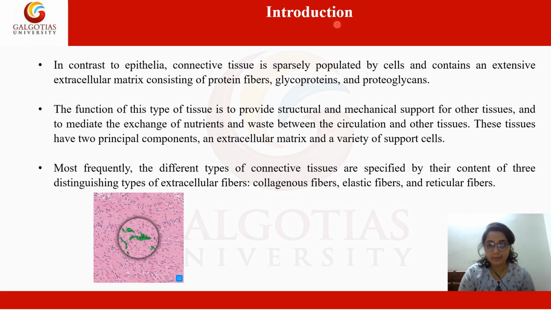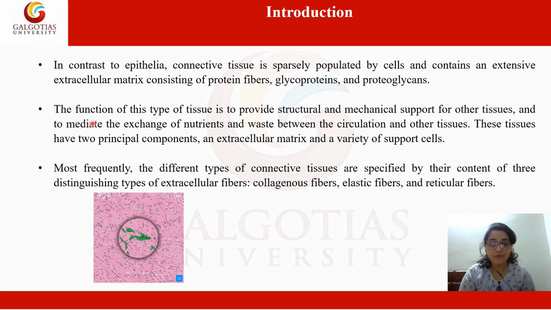Introducing the topic: in contrast to the epithelia or epithelium cells, connective tissue is sparsely populated by cells and contains an extensive extracellular matrix consisting of protein fibers, glycoproteins, and proteoglycans. So connective tissue is actually quite spread out in our body. It has an extensive extracellular matrix that consists of different kinds of components, examples of which are the protein fibers, glycoproteins, and proteoglycans.